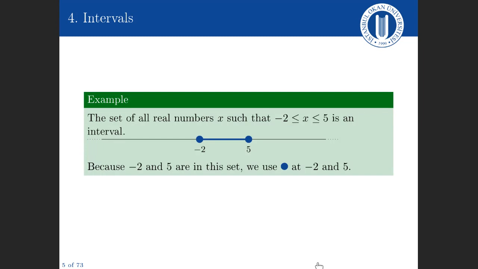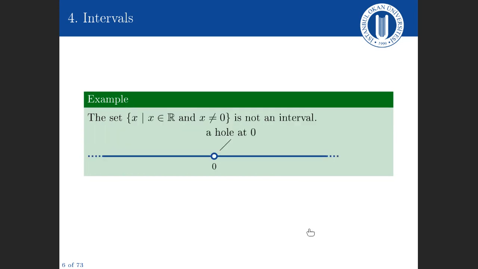The set of all real numbers x such that x is between -2 and 5 is an interval. There's more than two numbers in this set, and the set doesn't have any holes inside it. Because -2 and 5 are both in this set, we draw a filled-in circle at -2 and at 5.